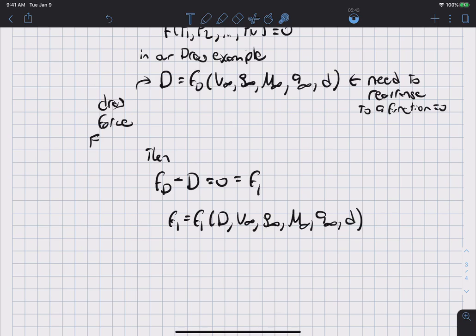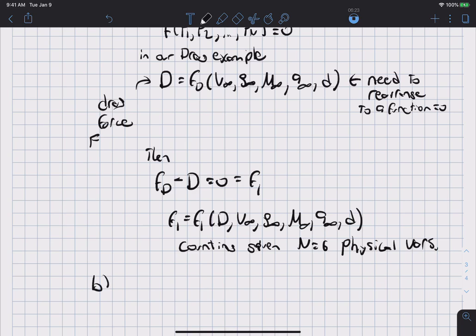And so we have arranged this function into just a single function that's equal to 0. And now we need to find n, and n is the number of physical variables. And so really all we do is just count the number of arguments to this function. So counting gives n equals 6 physical variables. Okay.